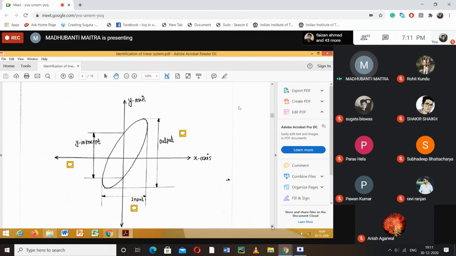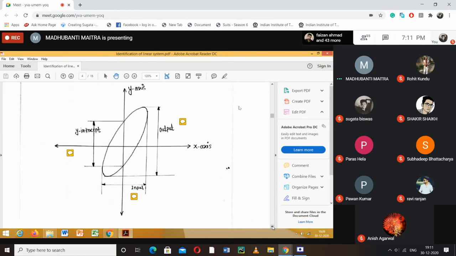Now, the gain, please note it down. The gain is actually the ratio of the output amplitude and the input amplitude, given by 2B by 2A, output by input. So the ratio will be 2B by 2A, that is the gain. So in dB, the gain will be 20 log 2B by 2A.